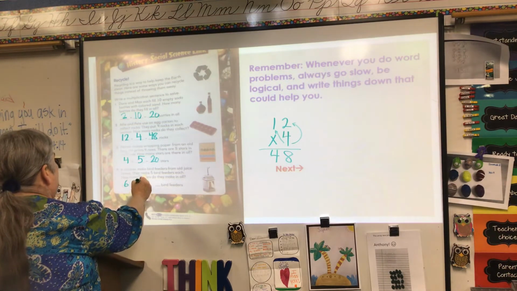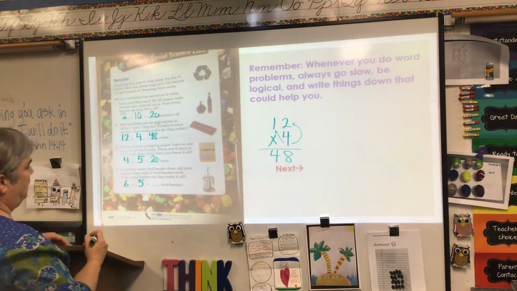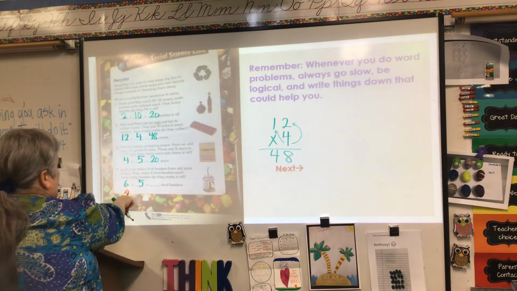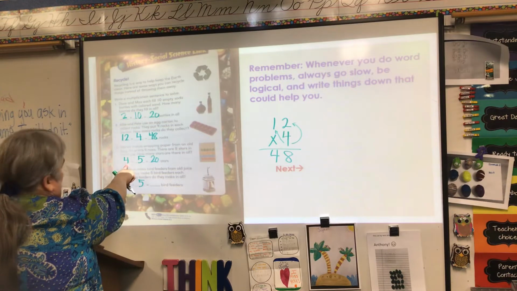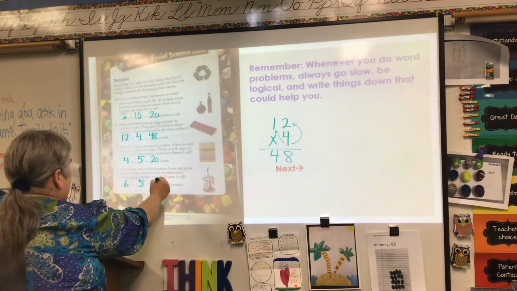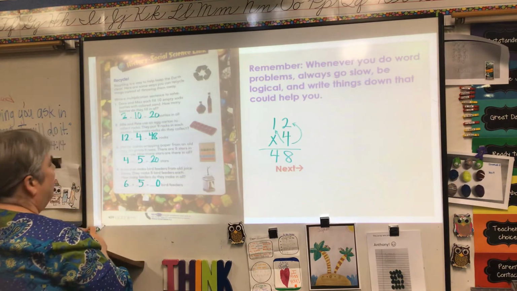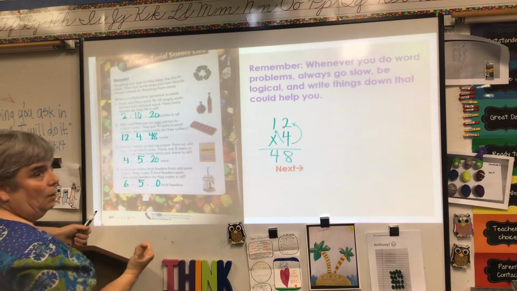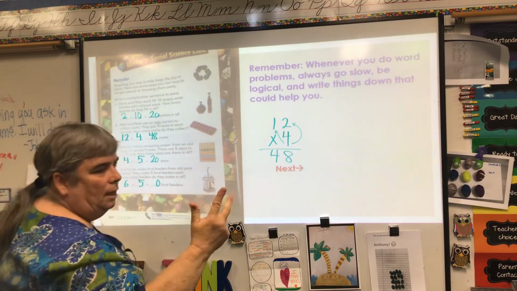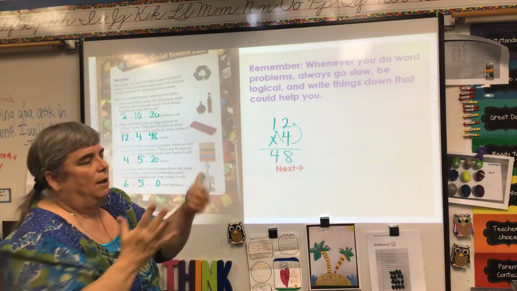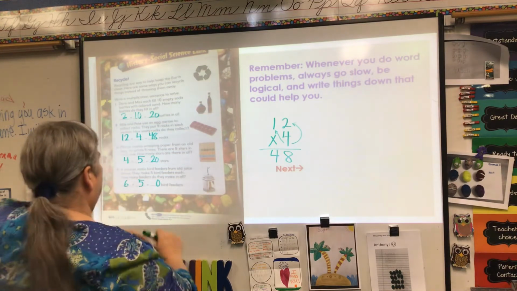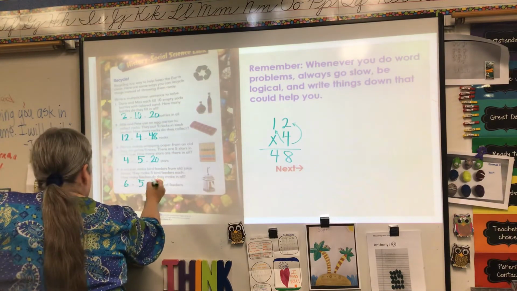6 times 5. Now I know, as Mrs. Batchelor was just saying, that's an even number. It's going to end in a 0. That was an even number, ended in a 0. So this is going to end in a 0. And then I'm going to skip count again by 5s. 5, 10, 15, 20, 25, 30. So my answer is 30.